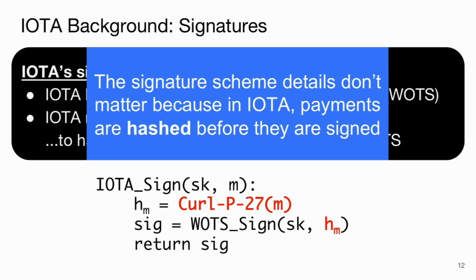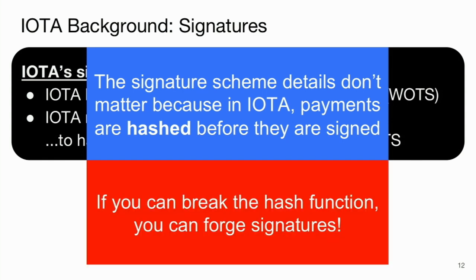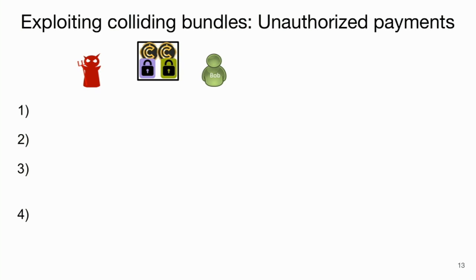And so what this means is that it doesn't even really matter exactly how the signature scheme works, because the security of the signature scheme reduces to the security of the hash function. If you can break the hash function, you can forge signatures. And that's exactly what we do in order to conduct our attack. So let me show you how this works. We're going to show how we can exploit finding collisions in this hash function in order to create unauthorized payments.